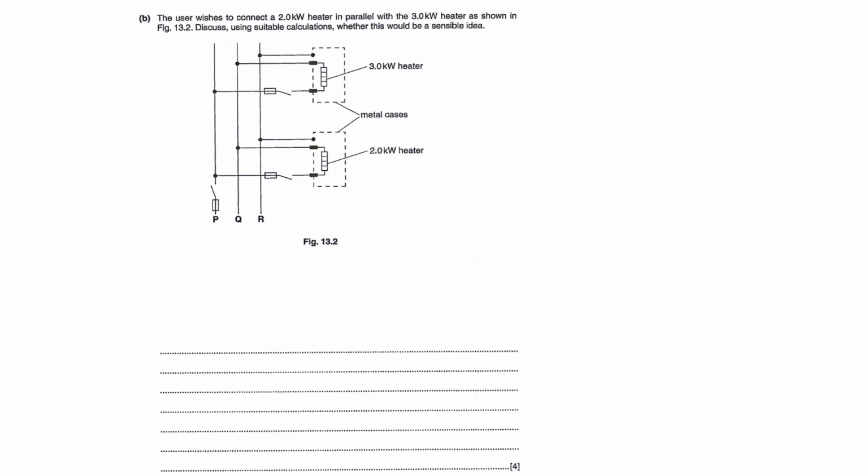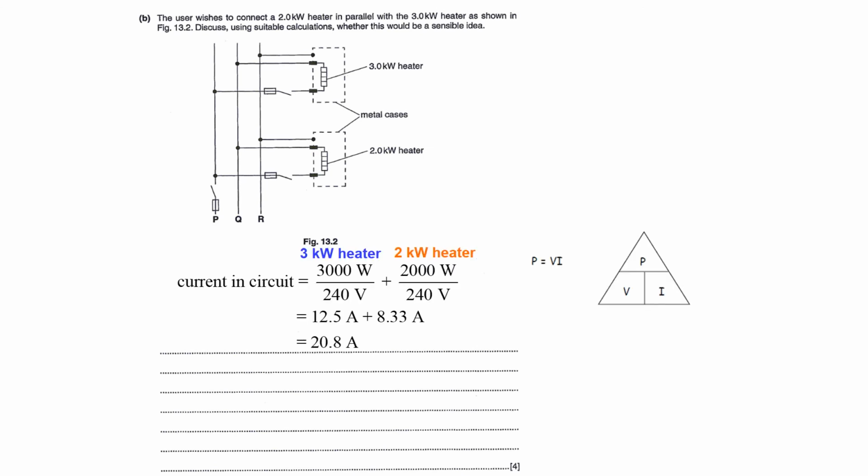The user wishes to connect another 2 kilowatts heater in parallel with the 3 kilowatts heater. Discuss using suitable calculations whether this is a feasible idea. If this is a parallel circuit, current splits. We need to find the total current in the circuit from both heaters. We're going to use the formula of P equals VI. So the total current is the power of the 3 kilowatt heater, 3000 watts, divided by 240 volts, plus the power of the 2 kilowatt heater, 2000 watts, divided by 240 volts. Add up the total current and I get 20.8 ampere.